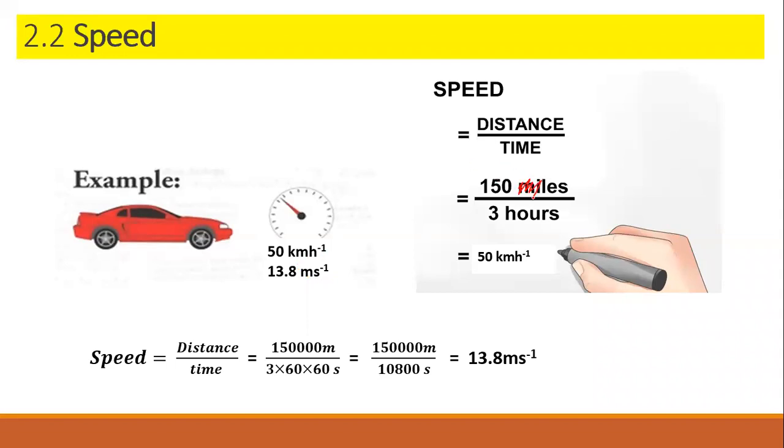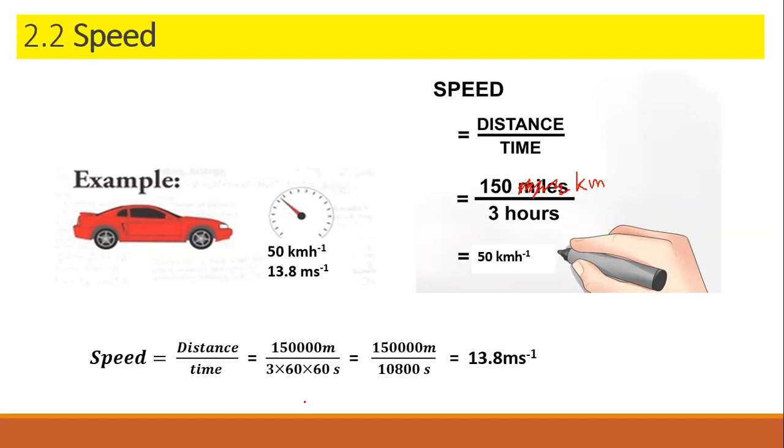So here it is not miles. It should be kilometers. So the distance traveled is 150 kilometers here. 150 kilometers has been traveled within 3 hours. So the total movement for an hour is just 50 kilometers. So the speed is 50 kilometers per hour. Once we divide 150 by 3, it's the speed of that vehicle.